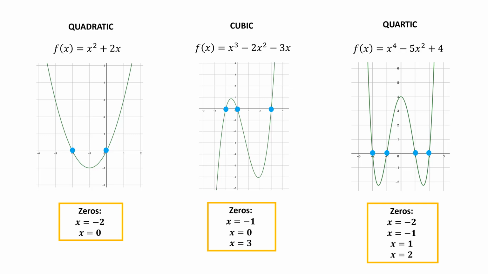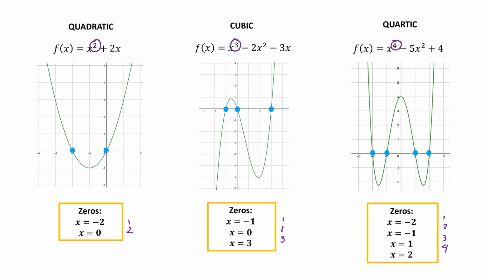You probably notice that there is a pattern. The number of zeros in this example corresponds to the degree of the function. The quadratic function is a second degree function, so we have 2 zeros. The cubic function is a third degree function, and we have 3 zeros. And the quartic function is a function of fourth degree, and we have 4 zeros.